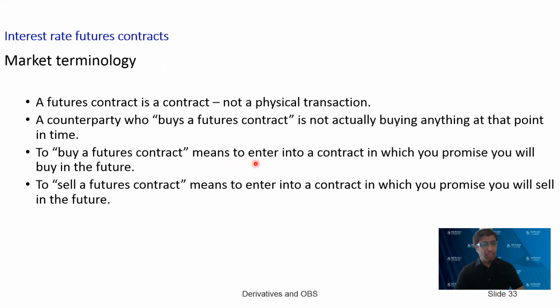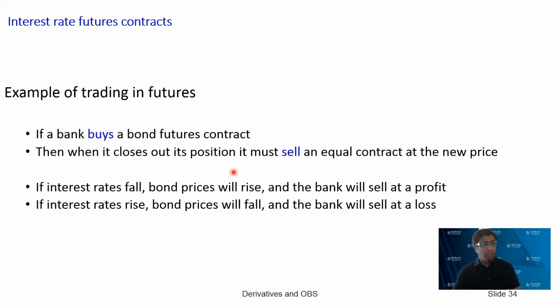So to buy a future contract means to enter into a contract in which you promise to buy in the future. To sell a future contract means to enter into a contract in which you promise to sell in the future. So, example of trading in futures, if a bank buys a bond futures contract, then when it closes its position, it has to sell an equal contract at the new price. The problem is whether the new price will change. Now, if the interest rate falls, bond prices will rise and the bank will sell at profit. Because now he will sell the bonds, and because the interest rate falls, the prices will go up, so he will sell at profit.